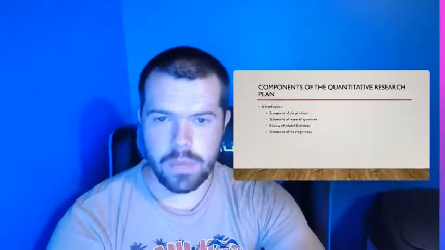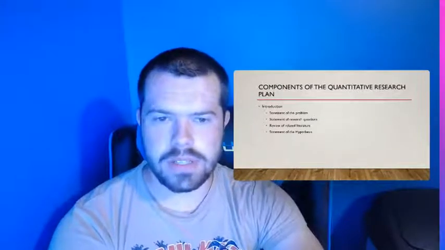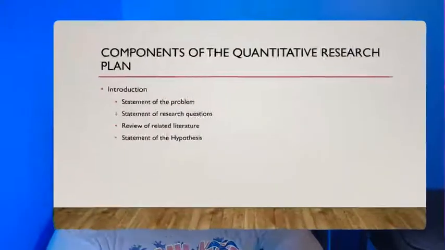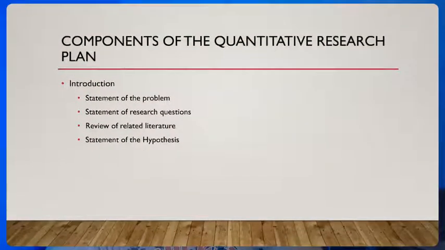Moving forward, we're going to jump right into the components of a quantitative research plan. So the first, like we just discussed, is the introduction. The introduction is broken down into a statement of the problem, a statement of research questions, review of related literature, and a statement of the hypothesis. This is all in the introduction.